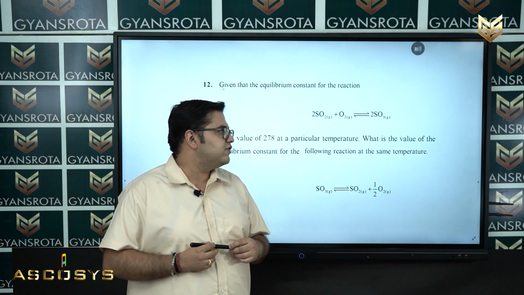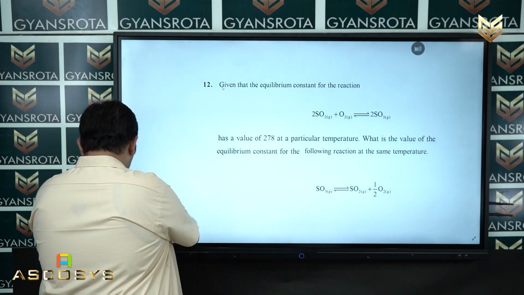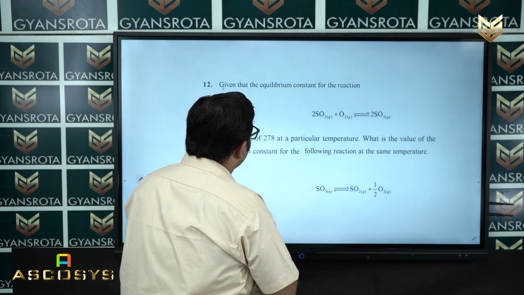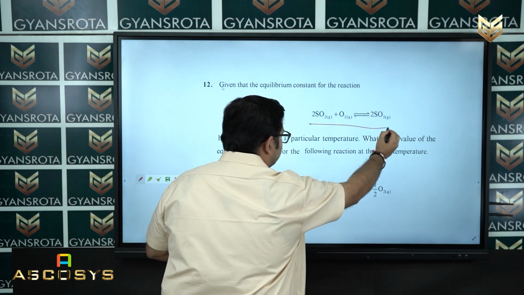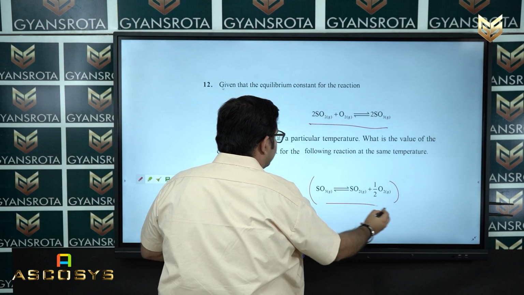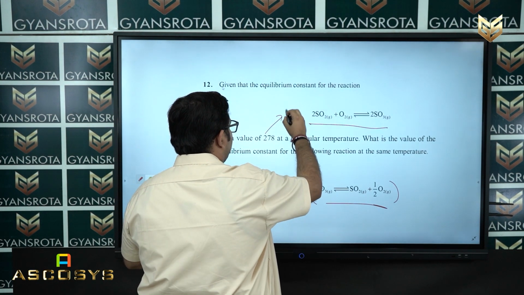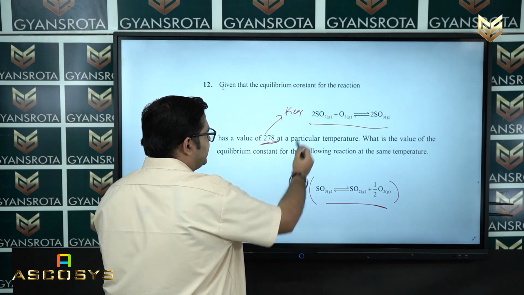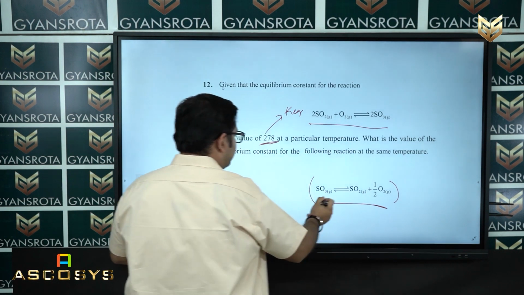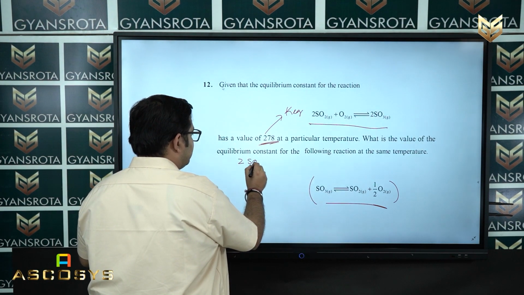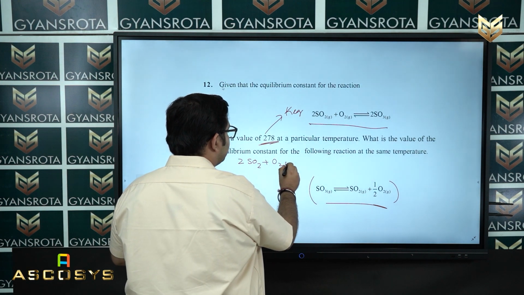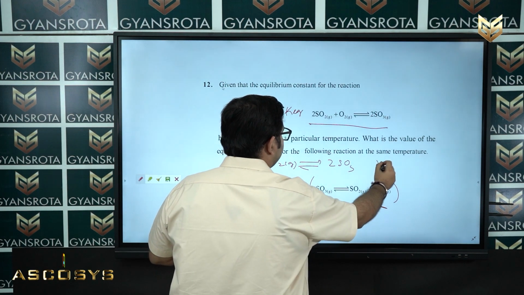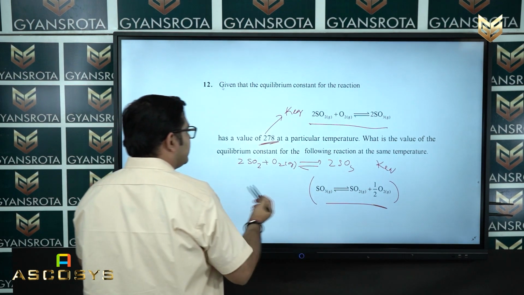Now moving to the solution part. This question comes from your equilibrium chapter of your class 11 NCERT. If you see, the given reaction is this one, and they ask for the equilibrium constant for this reaction. They give the K equilibrium for this reaction, that is 278. I am just writing the reaction as 2SO2 plus O2 gives 2SO3, and they give you the K equilibrium for this reaction.